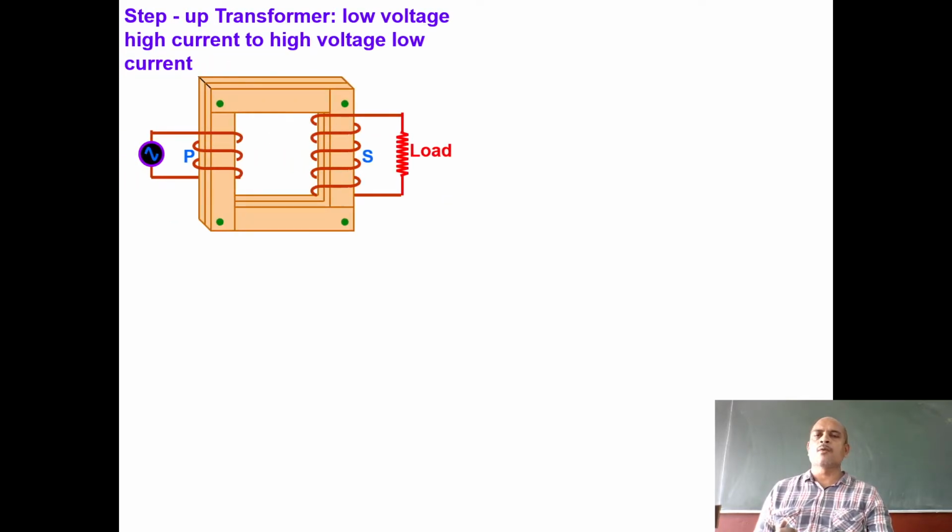So what is the efficiency of a transformer? That is output power upon input power. And for an ideal transformer, it must be 100%, but there may be certain types of losses which reduce the efficiency of the transformer. So now there are two types of transformer.